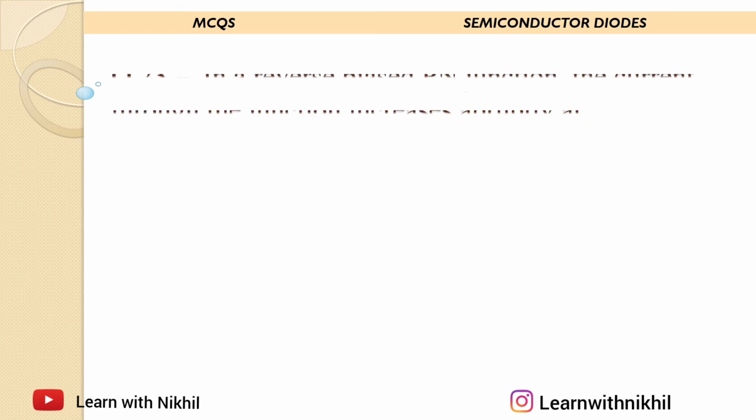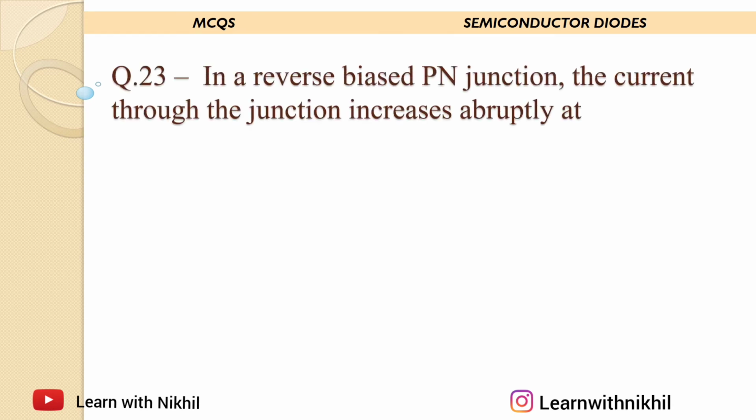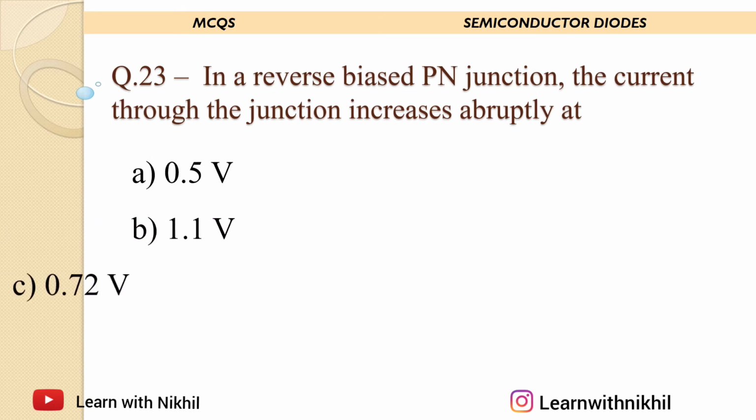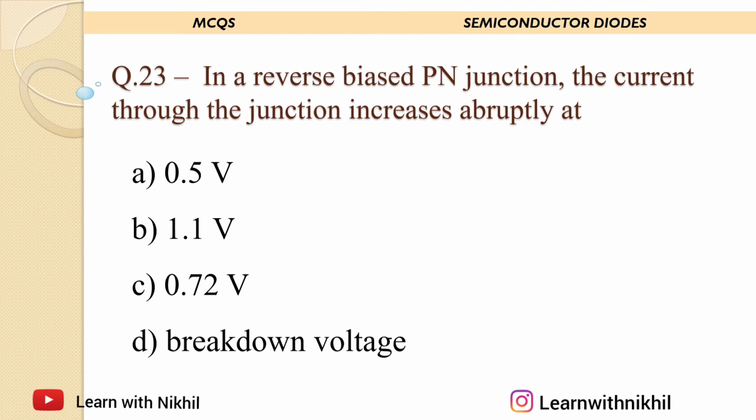Next question. In a reverse biased PN junction, the current through the junction increases abruptly at 0.5 volts, 1.1 volts, 0.72 volts or breakdown voltage. And the answer is breakdown voltage.